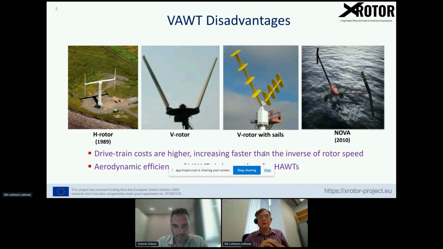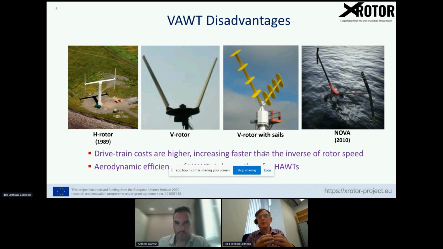I could have done this talk the other way, but there are some pictures here showing different vertical axis concepts over the last, as you can see, 30 years. All of these I've had an involvement in. And one of the lessons I learned from being involved in these is that the drivetrain costs are always very high.